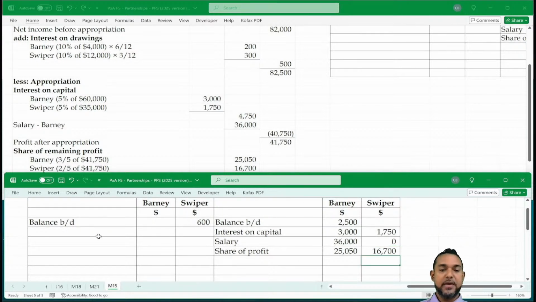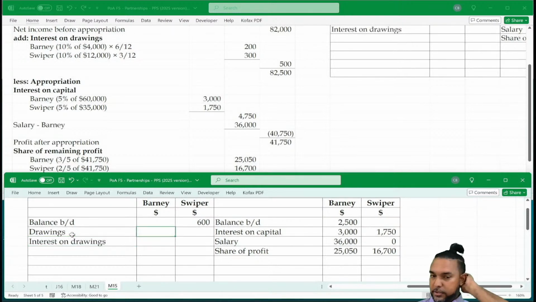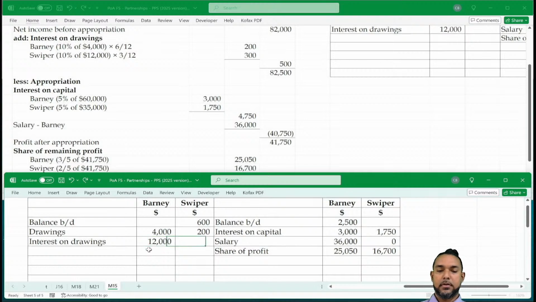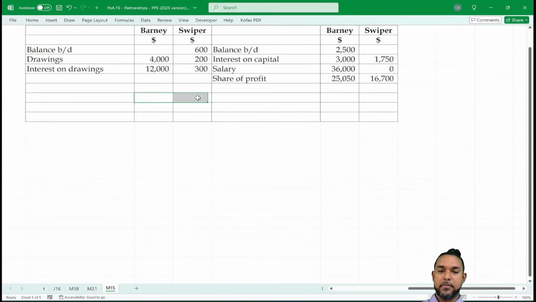All right. What goes on the debit side? Drawings and interest on drawings. Very good. So for Barney, I'm seeing 4,000 for the drawings and 200 for the interest. For Swiper, I'm seeing 12,000 and 300 respectively. Okay. I think that's all we have to pull. Okay, cool. So let's take a look.